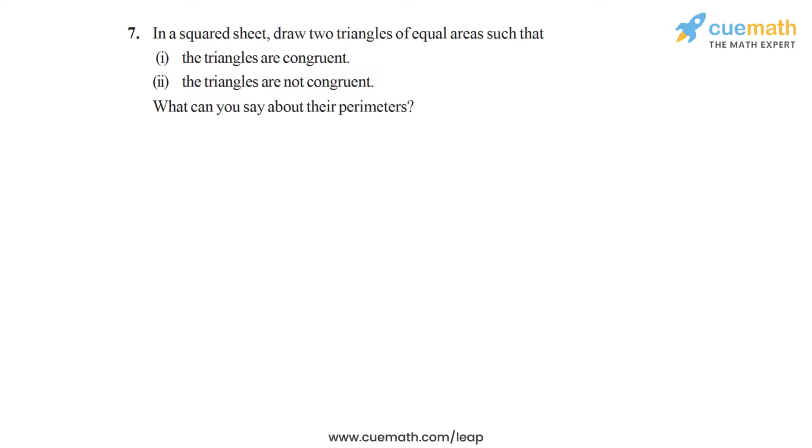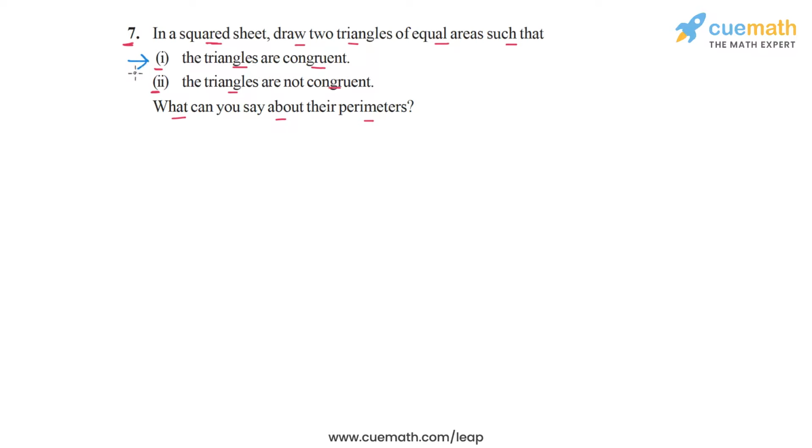In question 7 of this exercise, we have to, on a squared sheet, draw two triangles of equal areas such that in part 1 the triangles are congruent and in part 2 the triangles are not congruent. What can you say about their perimeters? Well, the first part is actually quite easy.